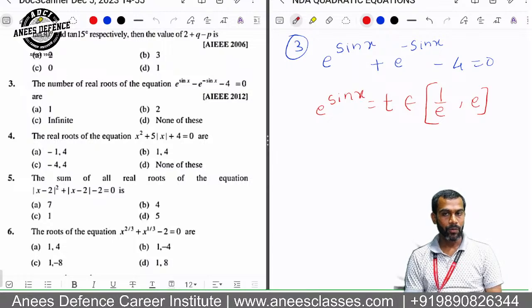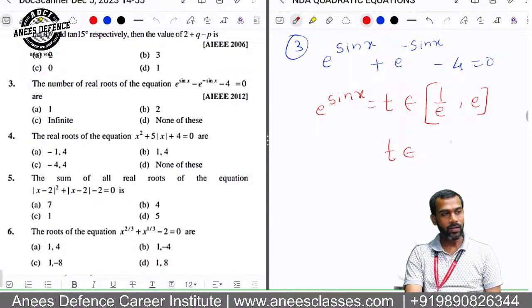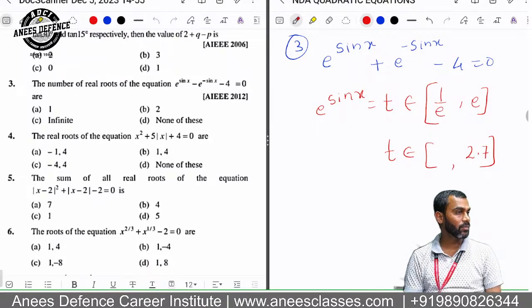-1 to 1. So e to the power -1 to 1. The minimum value would be e raised to -1, that is 1 by e. And the maximum value e. What is the approximate value of e? Just tell me. E is 2.7. So approximate value 2.7. What is 1 by 2.7?